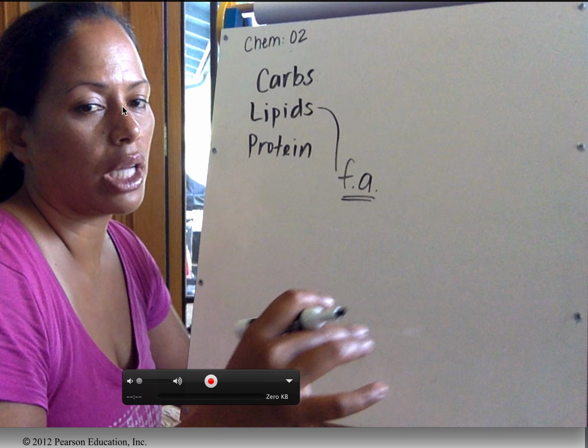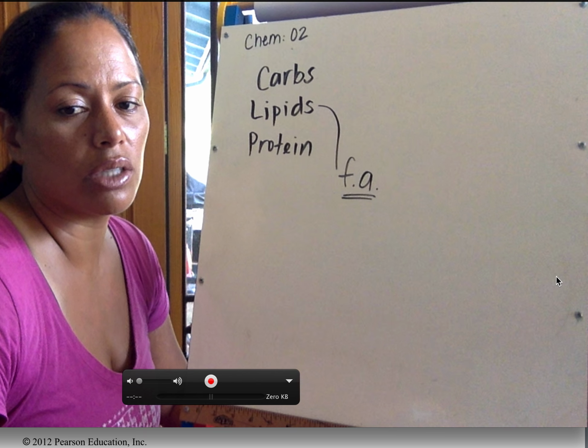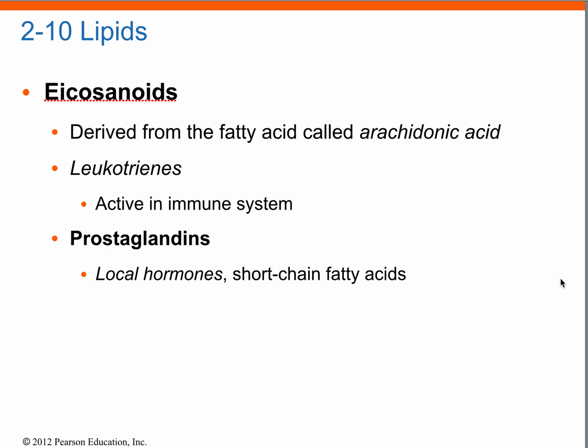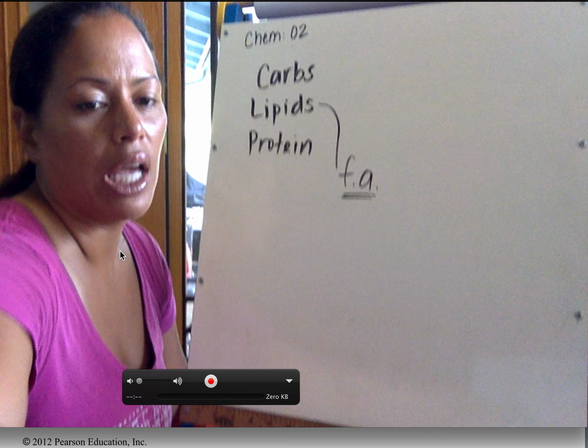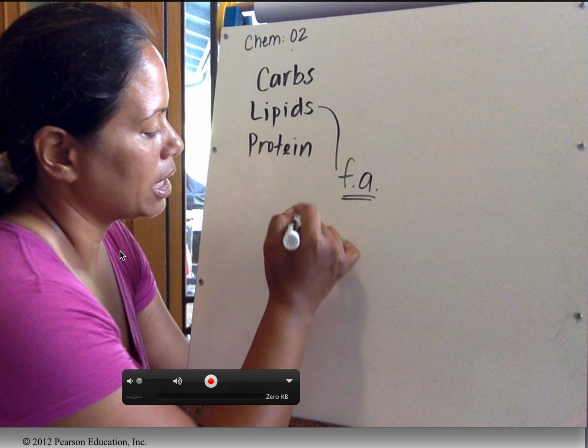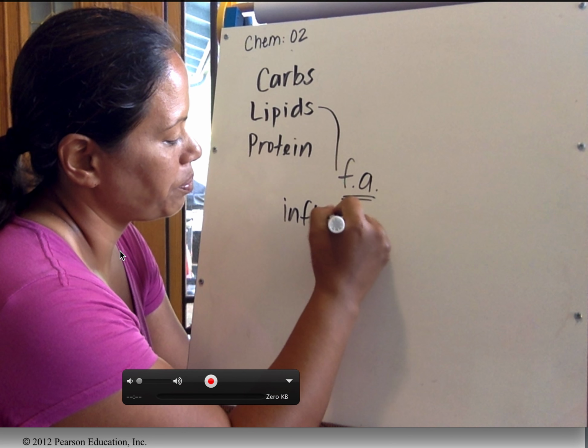Eicosanoids, you do have to understand that there are two eicosanoids. One is a leukotriene and the other one is a prostaglandin. So these words, leukotrienes, prostaglandins. What I want you to remember about that is they are associated with inflammation.